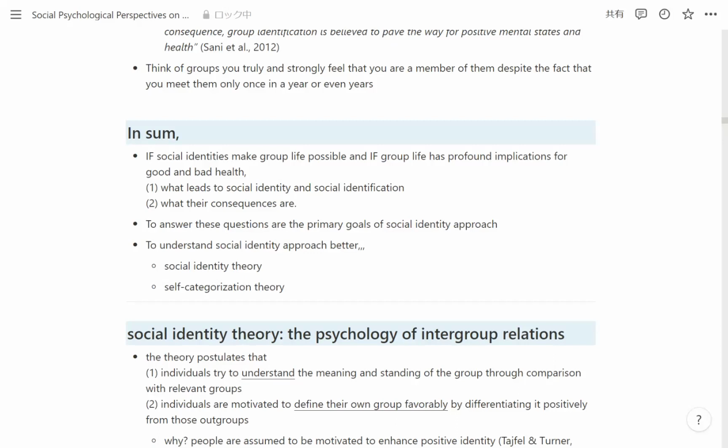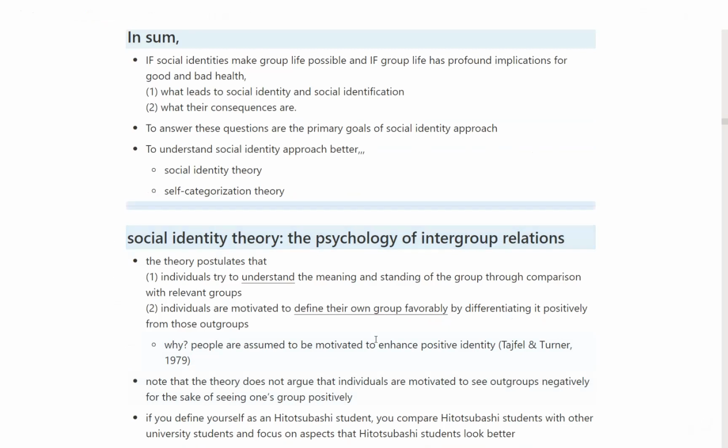So, in the previous lecture, we talked about social identity and how social identity affects our thoughts, feelings, and behavior. In today's lecture, we will further learn about what social identity is, and we also talk about what self-categorization theory is. So, let's start.